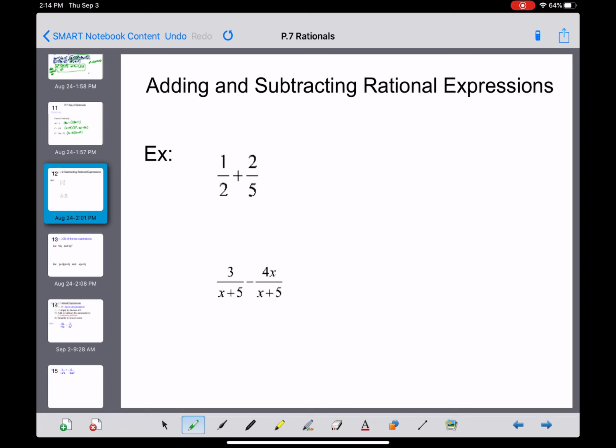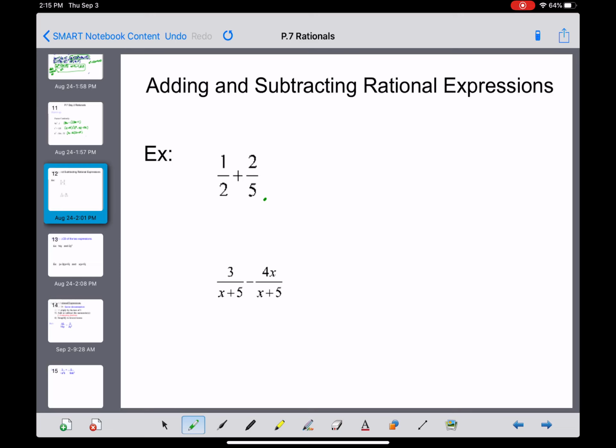Okay, so adding and subtracting rational expressions. So let's review when we add and subtract fractions, okay? So 1/2 plus 2/5. I don't just get 3/10, or 3/7. I don't just add 1 plus 2 and 2 plus 5. You have to have the same denominator. So you learned this back in elementary school.